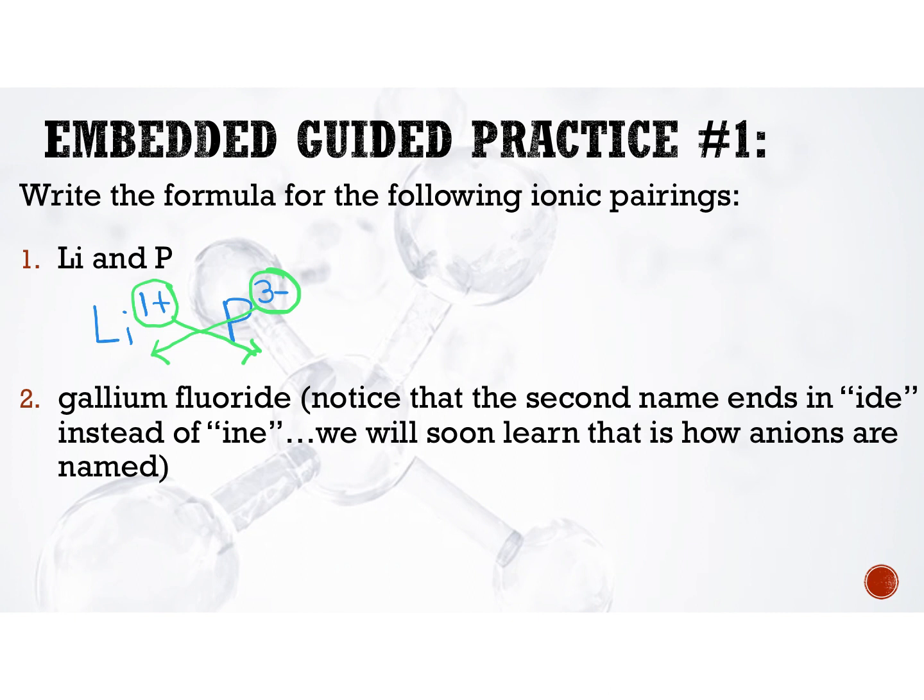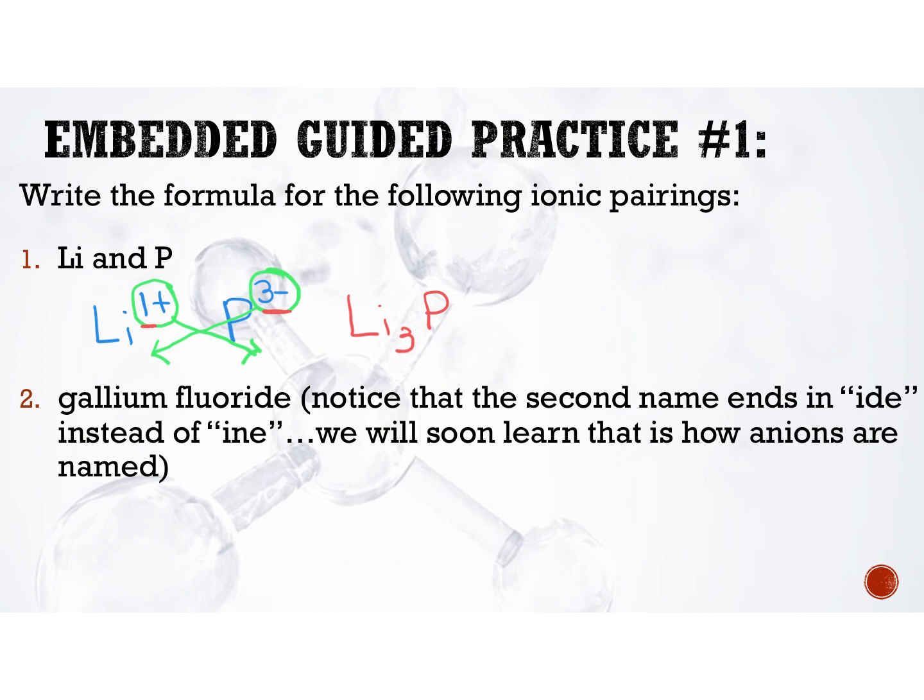When I write the final formula out, I am going to write those numbers, but I'm going to drop the plus and minus signs. So I have lithium, and remember, lithium got a 3 minus, so it has a 3. And then I write the symbol for phosphorus, and it got a 1, but we don't write 1, so we're just going to leave it like Li3P.